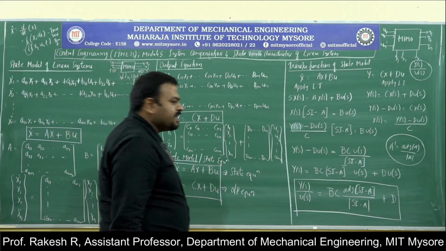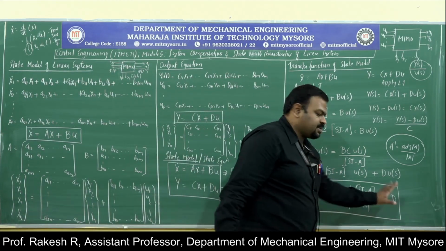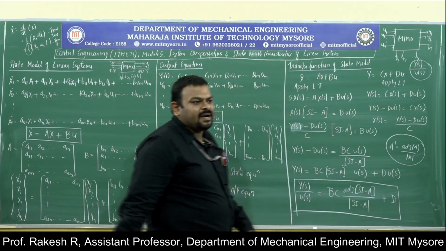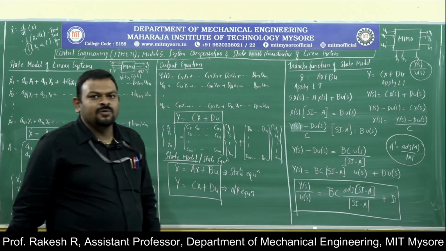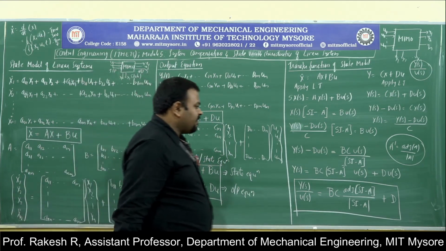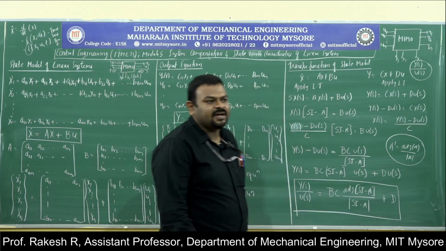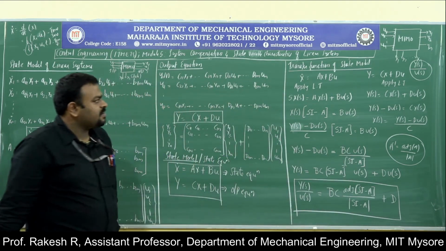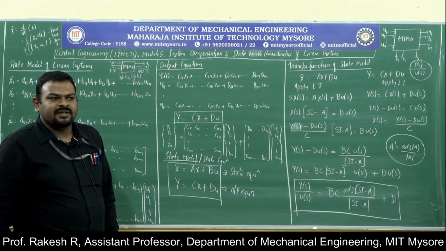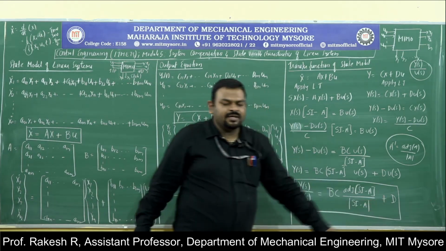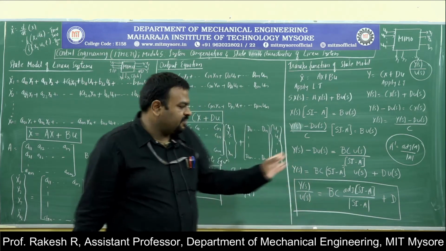Very important, B, C and D are matrices, because of which this will also be a matrix. We need to calculate what is the order. B, C and D are square matrices. So this is about the transfer function for the state model. Let us solve some of the problems to know these things.